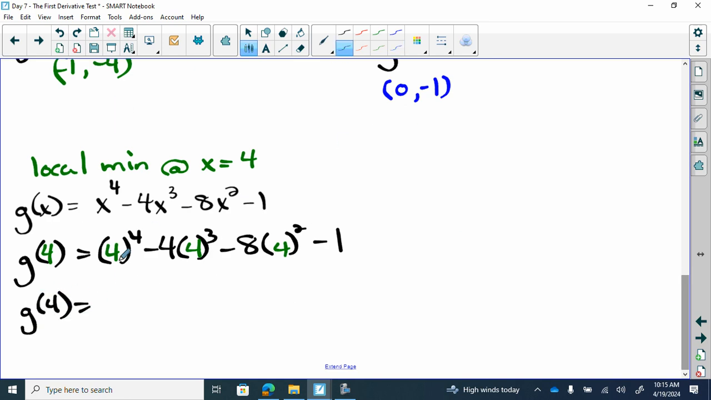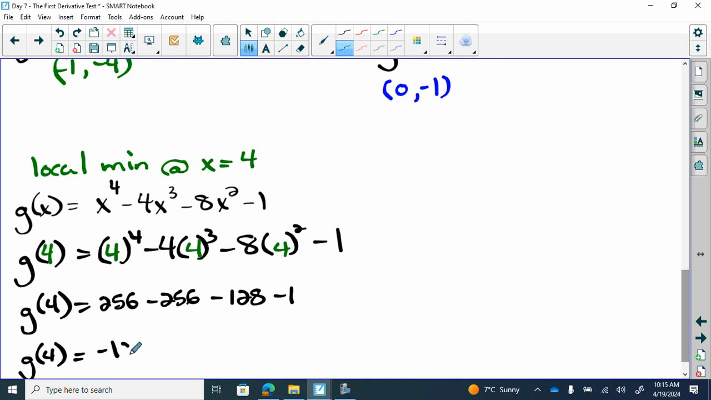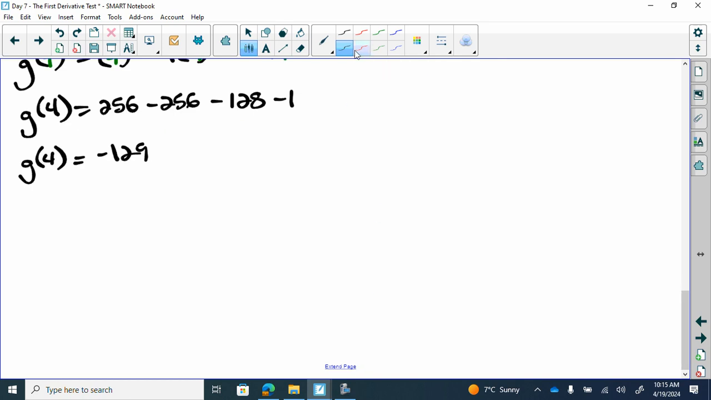4 to the 4th, that's 4, 16, 64, 256. This is going to be 4 cubed is 64 times -4, that's -256. So I'm back to square one, that's 0. 4 squared is 16 times 8 is 80 and 48. That'd be -128 minus 1. What do I get here? -129. Yikes. That's way down there, isn't it? 4 comma -129.